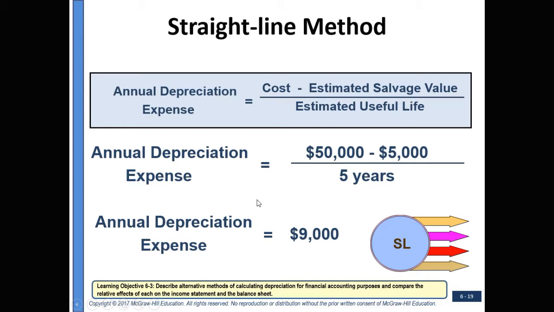So you should have created this actual formula of 50,000, the cost, less 5,000, the estimated salvage value, which gives us $45,000 divided by 5 years, yielding an annual depreciation expense of $9,000. One of the other things that most companies will have attached to every asset that exists that is subject to depreciation is a depreciation schedule.